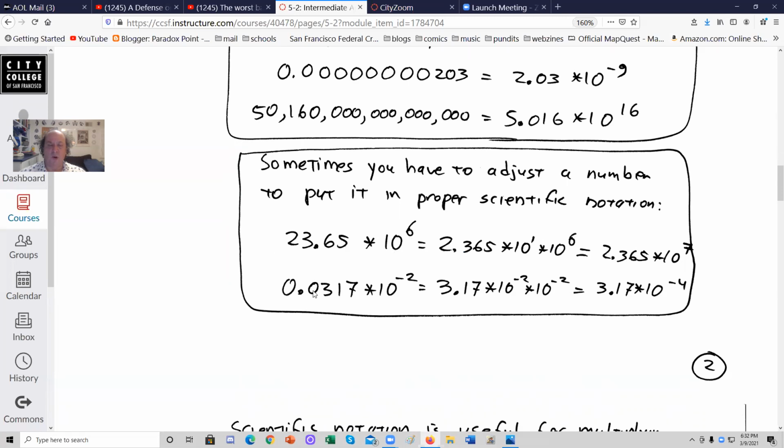Or 0.0317 times 10 to the negative 2. Again, this first part is not between 1 and 10, so this whole number is not in scientific notation. So we rewrite this part, 0.0317, as 3.17 times 10 to the negative 2. Then bring over the other 10 to the negative 2, add the exponents, and I get 3.17 times 10 to the negative 4.